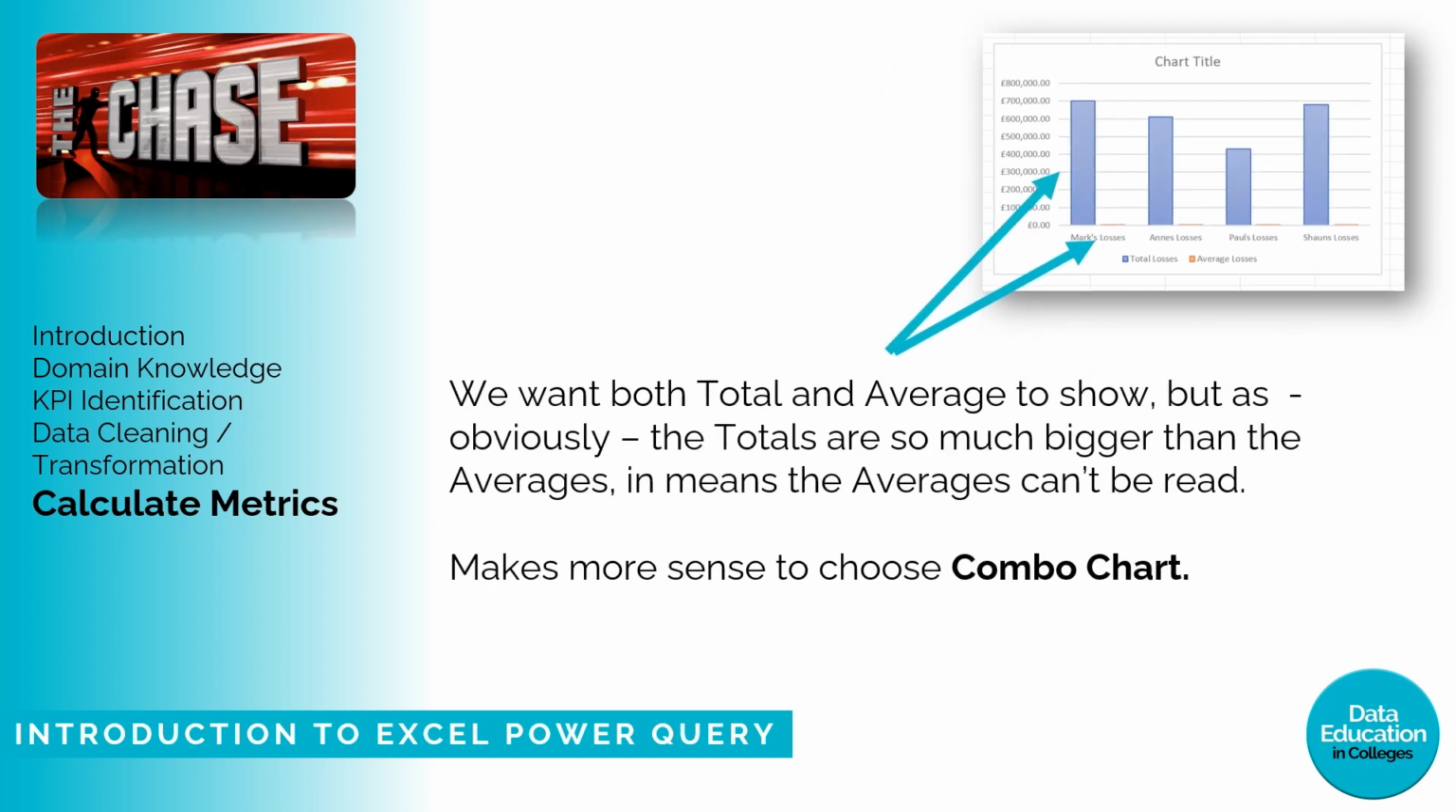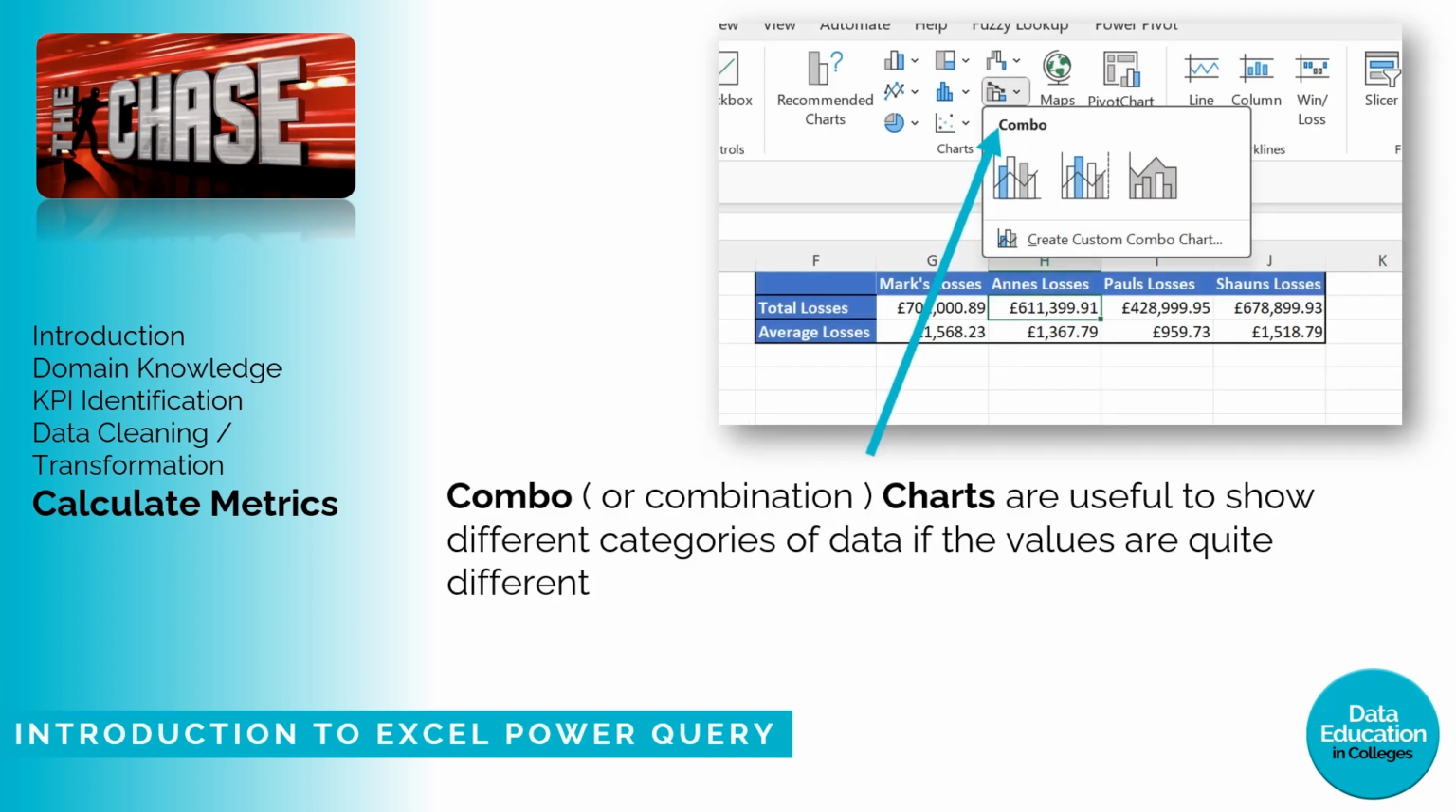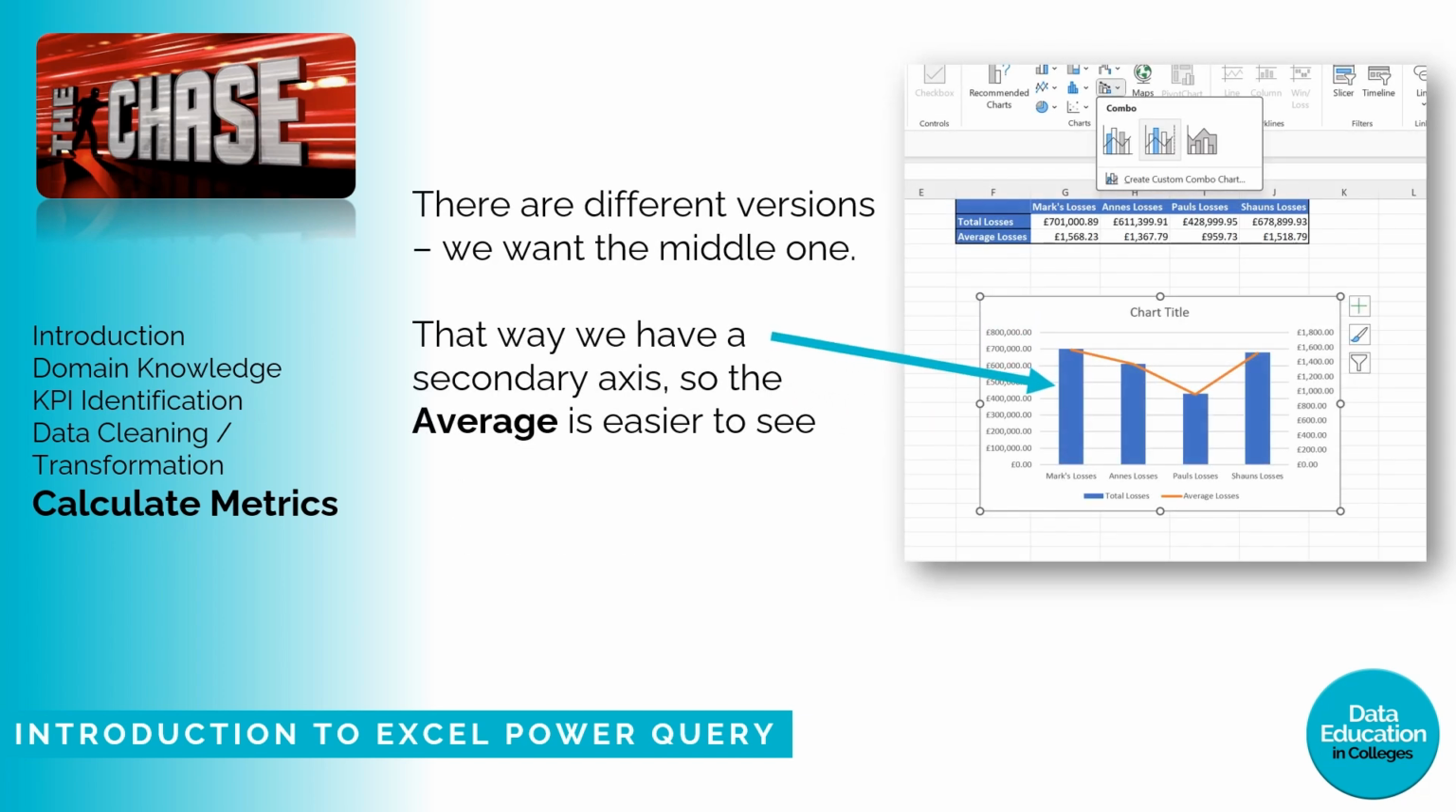In this case, what we're going to do is have what's called a combo chart, or combination chart. You'll find them in the ribbon just above, and there are different versions of them. You can hover over it, it gives you a little preview. What we want is that middle one there. That way we've got what's called a secondary vertical axis on the right hand side there. So the average, instead of being this tiny little value at the bottom, we can actually see exactly what the average is.